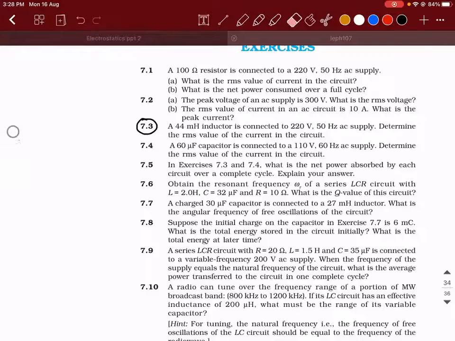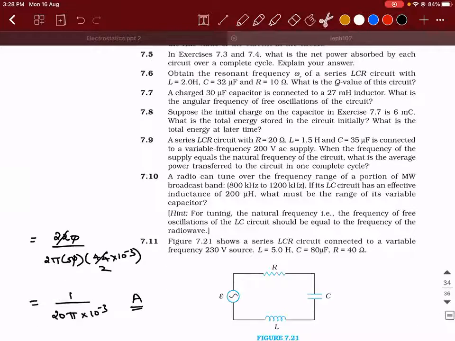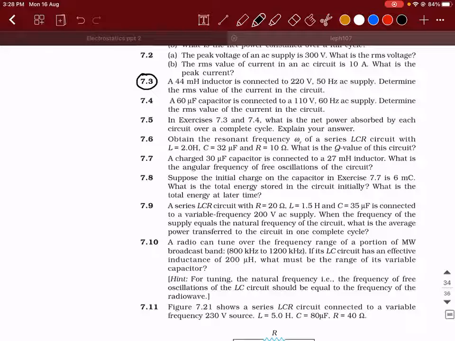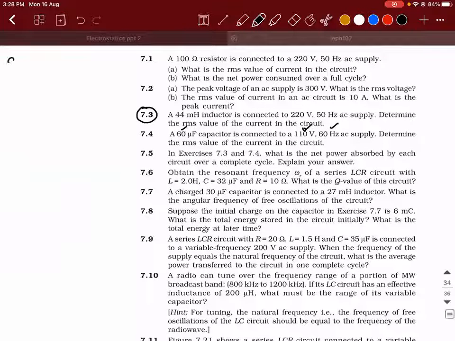Try the next one. There is a 60 microfarad capacitor connected to a 110 volt, 60 hertz AC supply. Determine the RMS value of the current in the circuit. So E RMS is 110 volt. Capacitance is 60 microfarad, that is 60 into 10 power minus 6 farad.